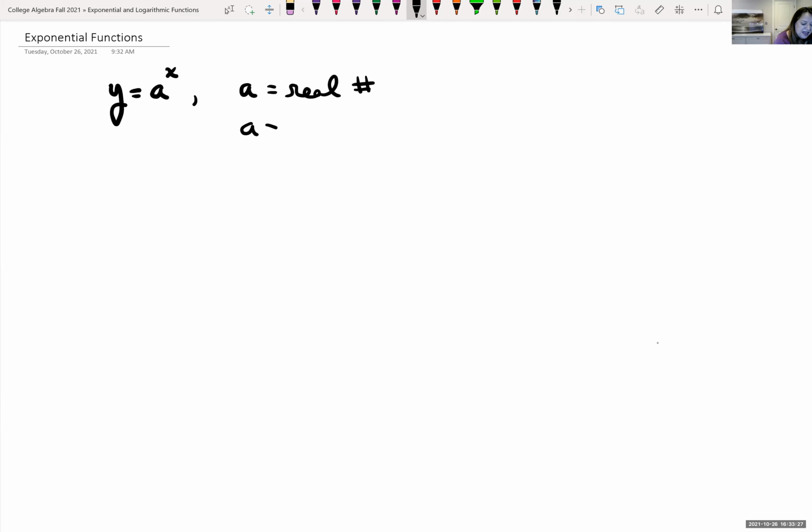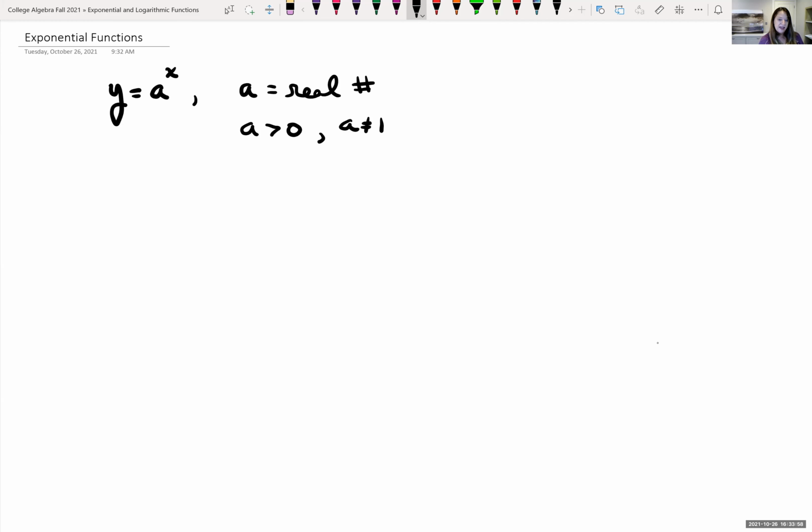Our value of a has to be greater than 0 in order for it to be an exponential function, and a can't be 1. If a was negative and then you were raising it to different powers, it would be bouncing back and forth between positive and negative numbers. If a was equal to 1, well, 1 raised to any power is 1, and so we would just have a horizontal line through y equals 1. So those are why those values need to hold true.